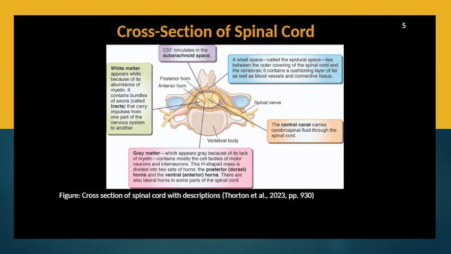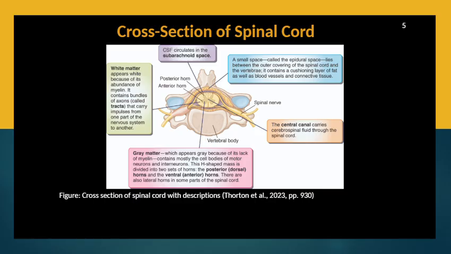White matter surrounds the gray matter and appears white because it contains large amounts of myelin. Myelin acts as insulation for axons, allowing nerve impulses to travel extremely quickly. These bundles of axons are organized into tracts that run up and down the spinal cord. Ascending tracts carry sensory information toward the brain, and descending tracts carry motor signals from the brain to the body.